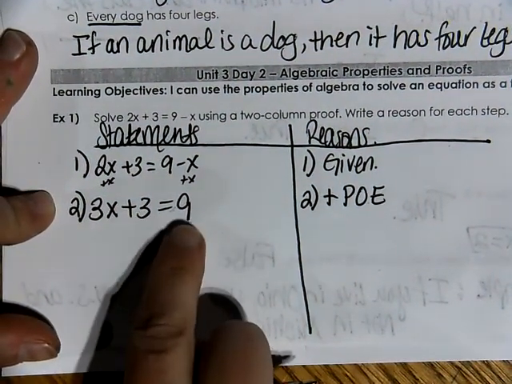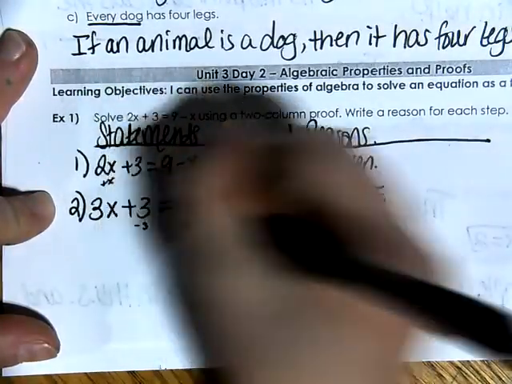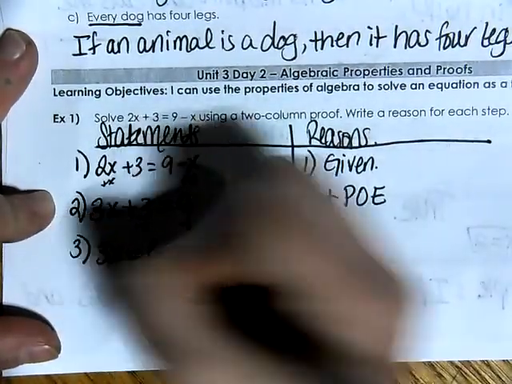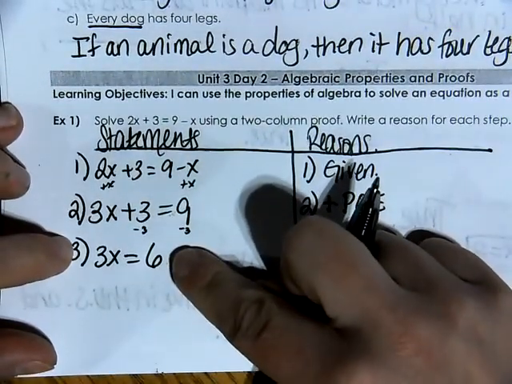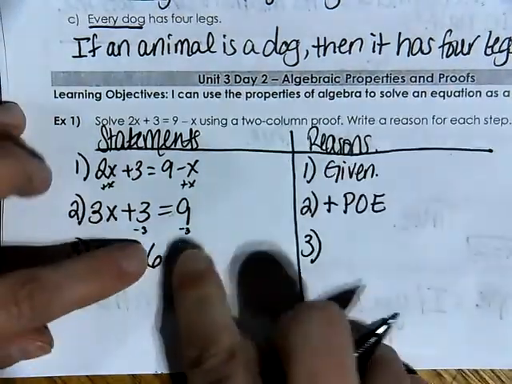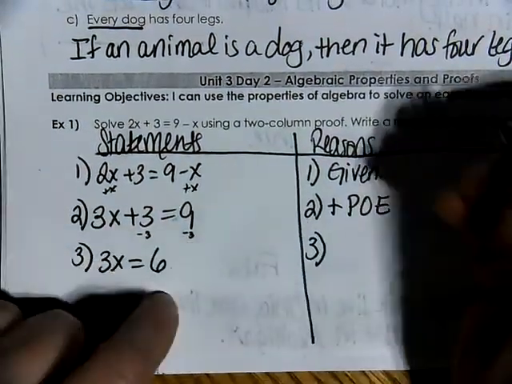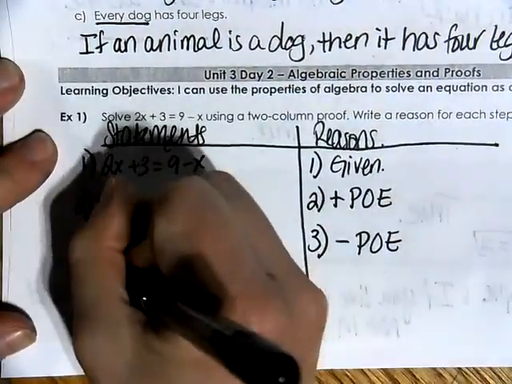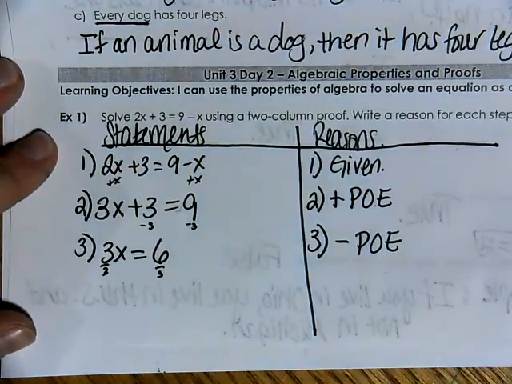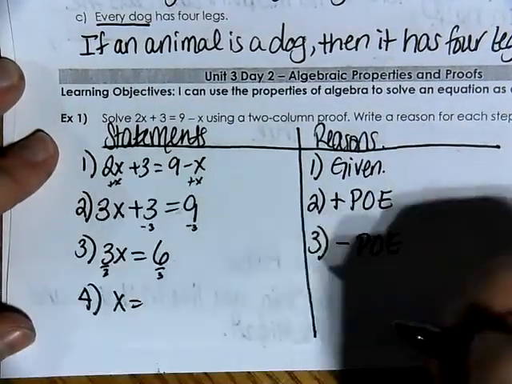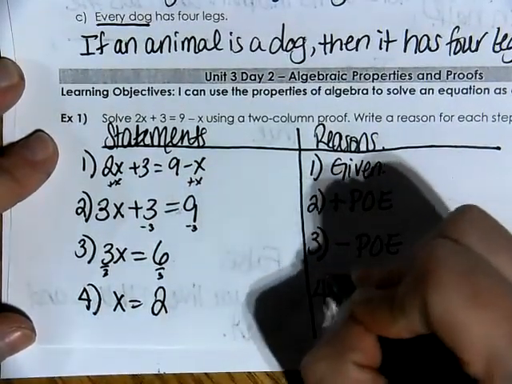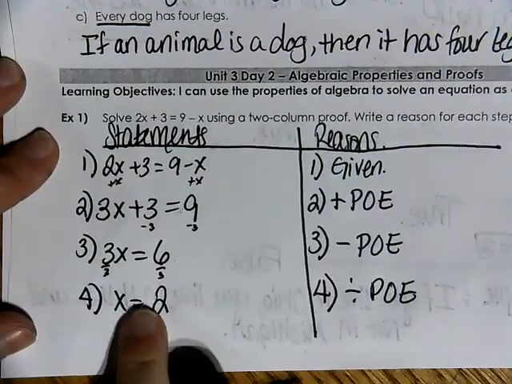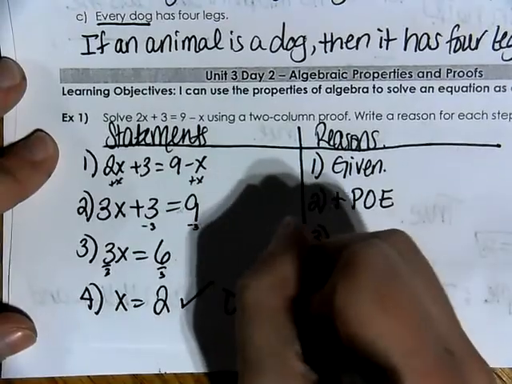Next, I need to bring 3 to the other side, so I'm going to subtract 3 on both sides, and my next statement is going to be 3x equals 6. That's the piece that needs to be big. And what I did to both sides is I subtracted 3 on both sides, and that's the subtraction property of equality. Next, I need to get x alone, and I'm going to divide both sides by 3. So my next statement is x equals 2. And the reason why I wrote it is because I used the division property of equality. Once you know what x is equal to, you are done.